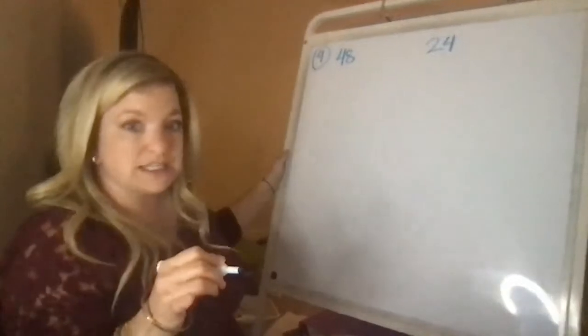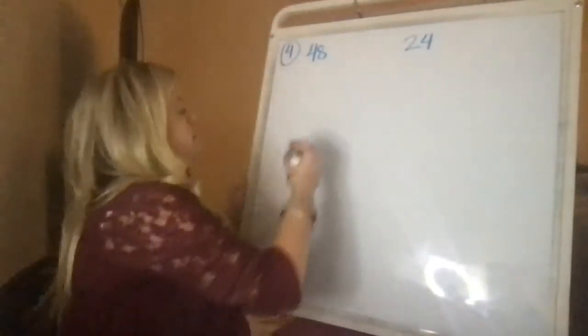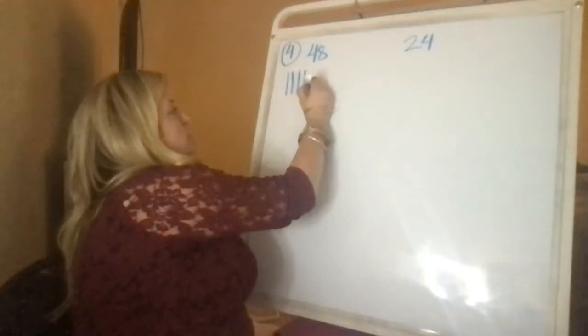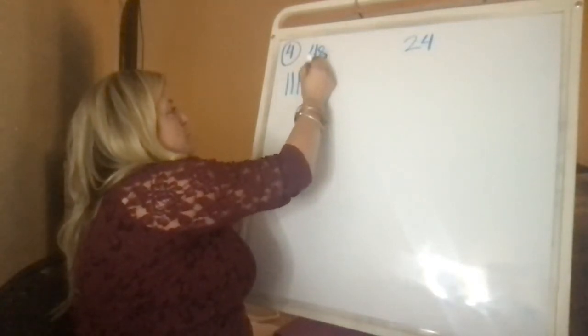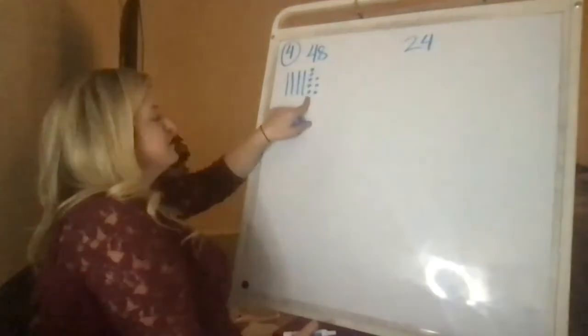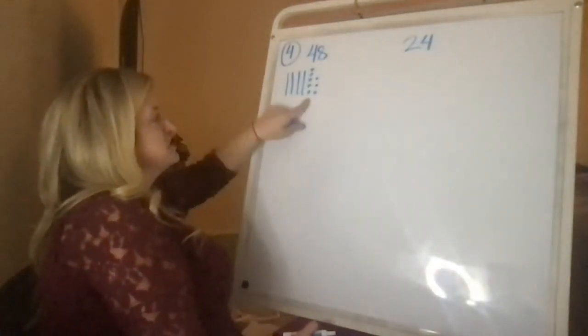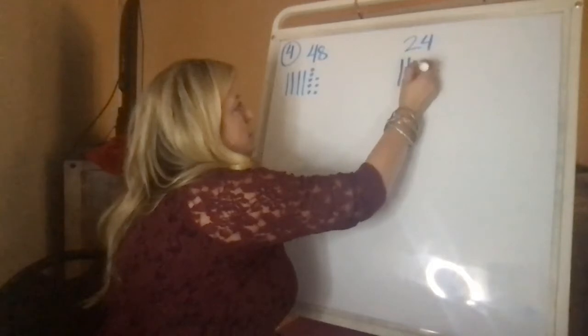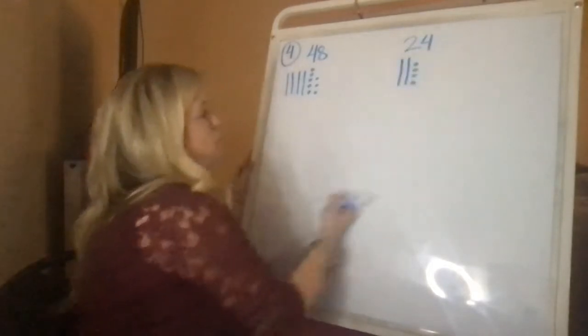Now I'm going to plug these in. Well, first let's draw them in base 10. 10, 20, 30, 40, 41, 42, 43, 44, 45, 46, 47, 48. Remember, when you get 5 in a column, you're going to stop and go to the next one. 10, 20, 21, 22, 23, 24.